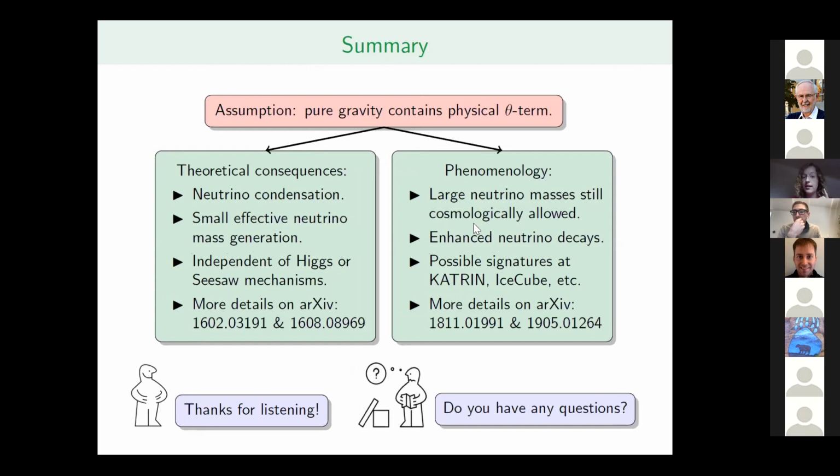But if we had some B minus L violation in the standard model, then we could actually make this term physical as well. And this is something that has been discussed by people looking at grand unified theories, for example.